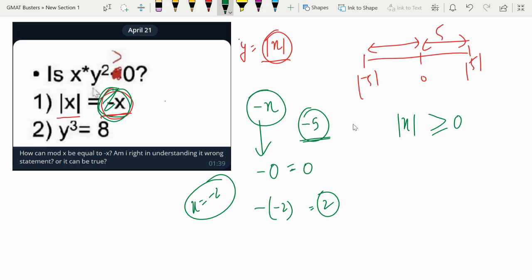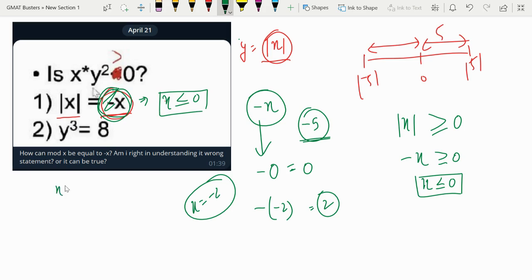So here they are saying mod x is minus x. So as per the condition, minus x is more than or equal to 0. If you solve, you will get x is less than or equal to 0. It means from statement 1 we can say the value of x is less than or equal to 0. Either it is negative or 0. Do not think it is incorrect, right? It is always correct. But from this you have to see what can be the value of x.